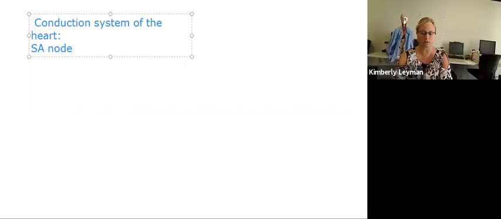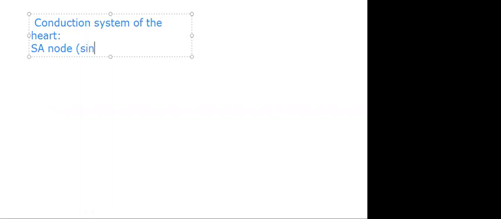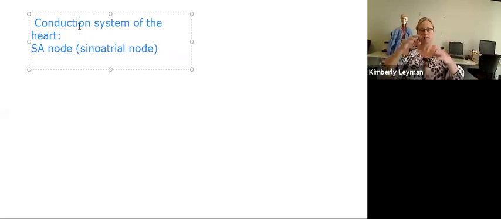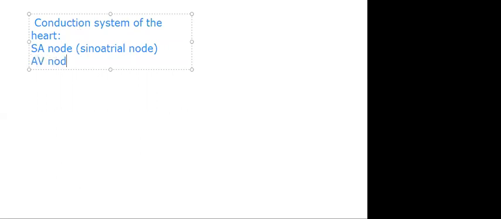SA, and this is also called the pacemaker. Sinoatrial. I never say it right. Sinoatrial. So that starts the process. And then it sends that stimulation across the atrium. And then it sends that signal to the next thing, which would be the AV node.